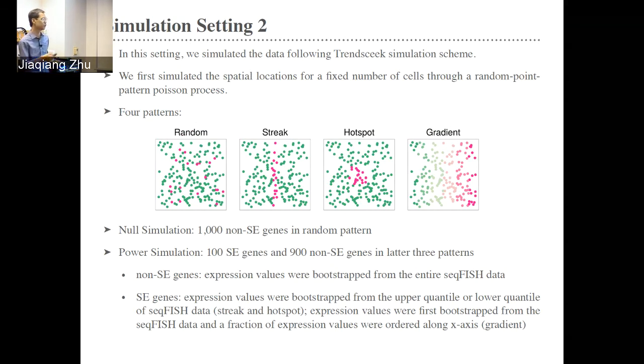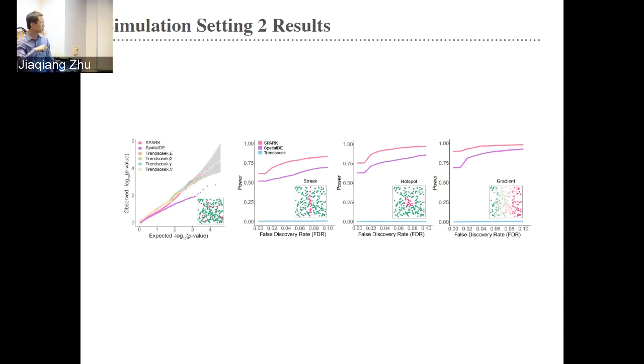But for the gradient pattern, we first sample the expression values from the seqFISH data, and then order a fraction of those values along the X line to create the gradient pattern. The result is very consistent with the previous simulation. SPARK and ChairSeq produce well-calibrated p-values under the null, and under the alternative, SPARK is also the most powerful one among those three methods.